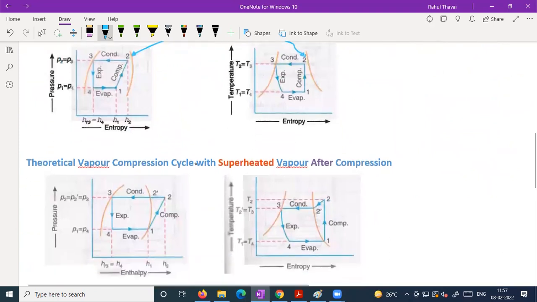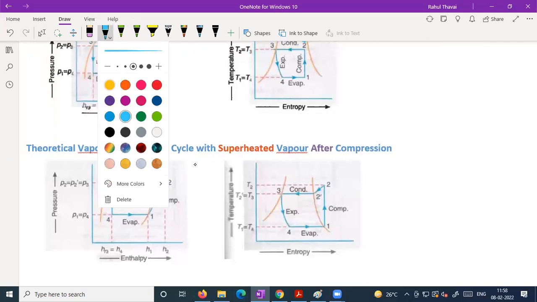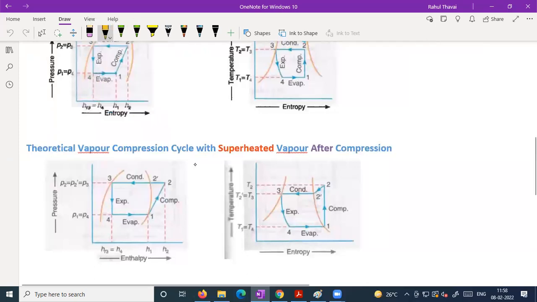Now let us check the condition where point number two is lying outside the curve. All of you just see this point number two. It is lying outside the curve, so obviously it is superheated.